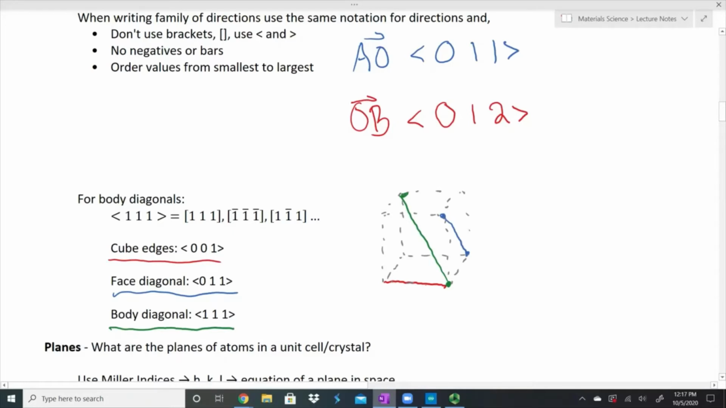What we want to look at here is we want to try to find the most dense direction. That's one of the things that we want to do. If we can find the most dense direction, what we've found is our nearest neighbors. And depending on if we have our cube edge, which is a 0, 0, 1, or a face diagonal, which is 0, 1, 1, or a body diagonal, which is 1, 1, 1, those are all going to be our most dense direction for certain types of Bravais lattices.